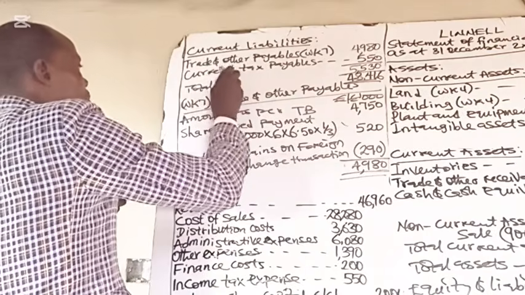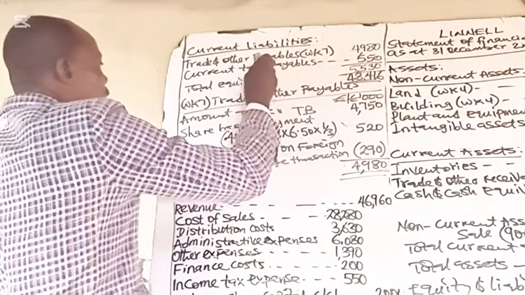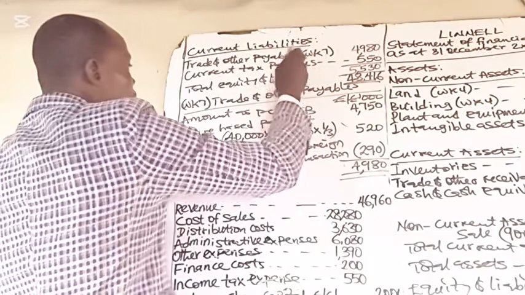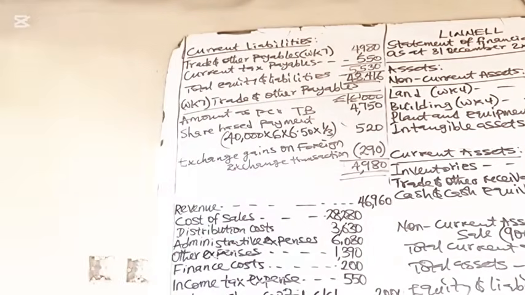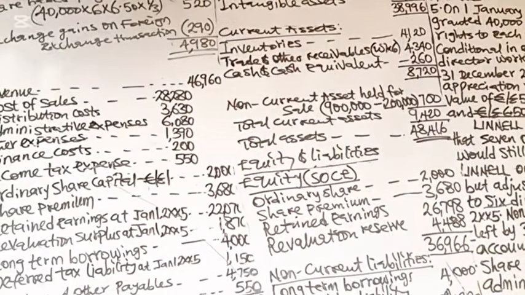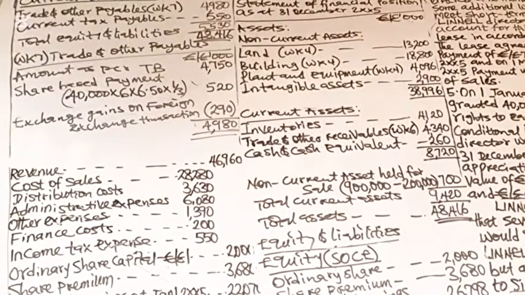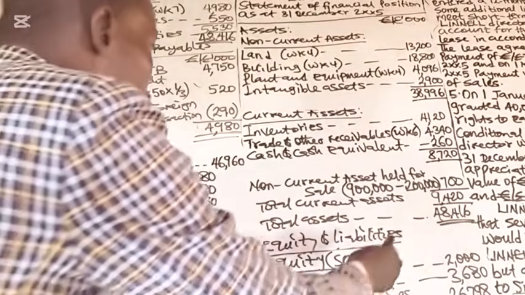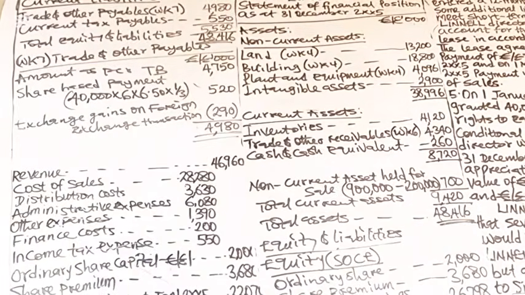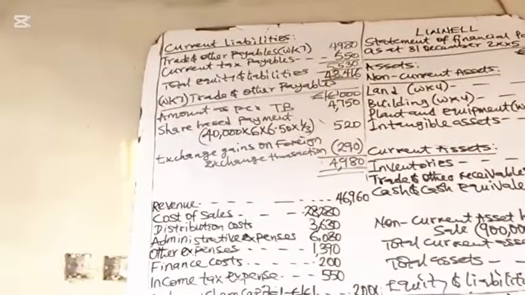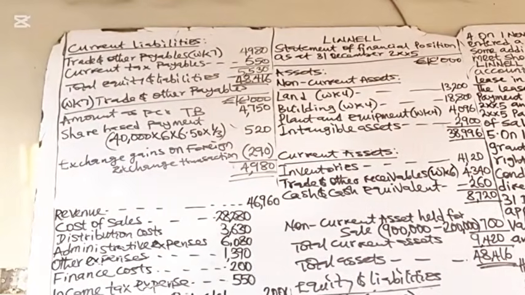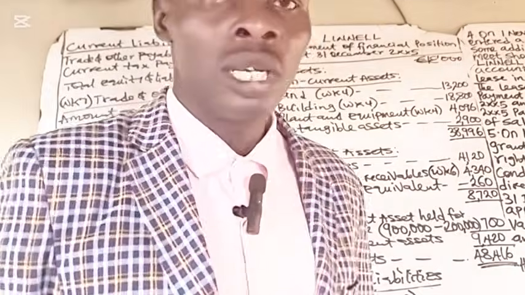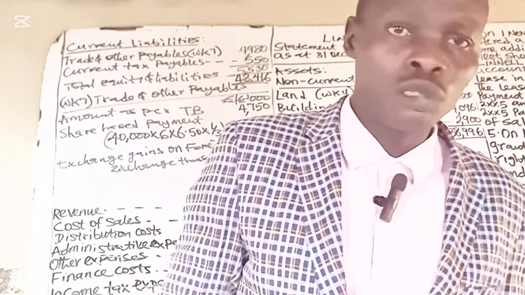Total equity and liabilities. If you compare this with the total asset, our total asset is 48416. You will see that the total asset is the same as the total equity and liabilities. So this marks the end of the solution to the question.